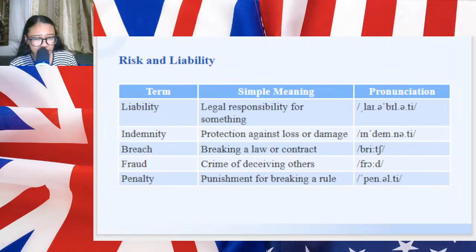Before pronunciation, let me expound more. Indemnity is protection against loss or damage. It is a contractual agreement where one party agrees to protect another party against any financial loss or damage which can result from a specified event or action. So it's a form of insurance or security against potential liabilities.